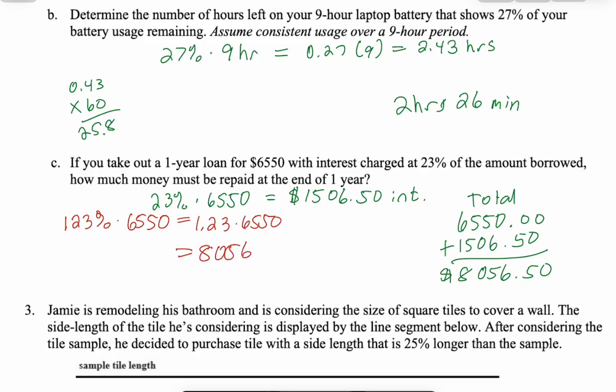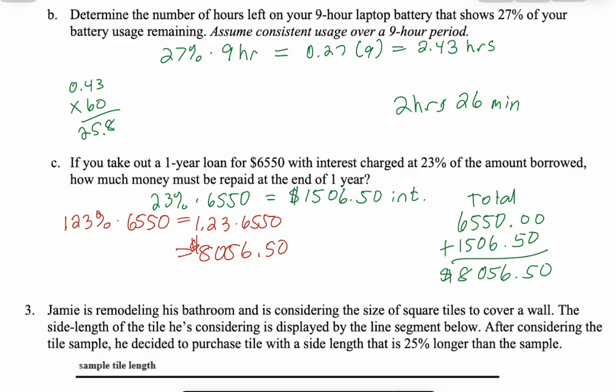So if I were the person doing the math, and they said to me, how much must be repaid at the end of the year? I'm going to use the method here in red. I'm going to do 123% times 6,550, because bam, my answer is done. So that's what's helpful about that method, is I have to pay the 100%, the full thing back. That's 100%, and an extra 23%, so it gets it to me at once.